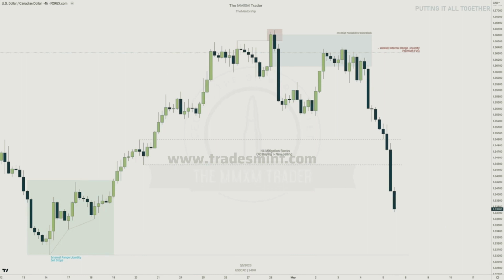Back to that 4-hour, right? We had that beautiful market maker sell model, and there are multiple opportunities to get in, right? We have those mitigation blocks where you can get in. You can get in on that high probability order block, right, over here. And then as long as your long-term perspective and your intermediate term perspective and your short-term perspective is in line with each other, it tends to have a very, very high probability for a successful trade setup. And also important, right, time, that 8 a.m. to 12 p.m. window, very important.